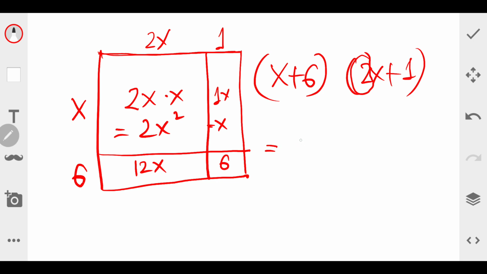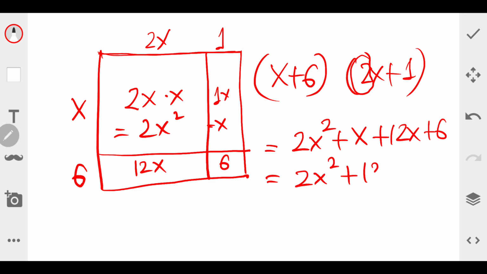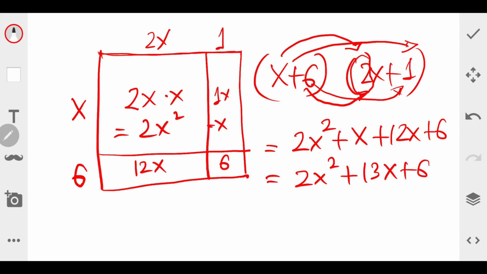And if we want to find the total area, we have 2x squared plus x plus 12x plus 6. And if we simplify it, we're going to get 2x squared plus 13x plus 6. Okay? So I think you guys know how to multiply them. We can also use the FOIL here. So first, and then outer, inner, and last. So you can also use the FOIL.